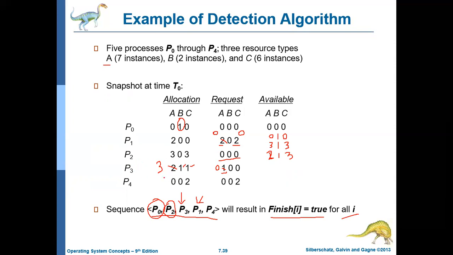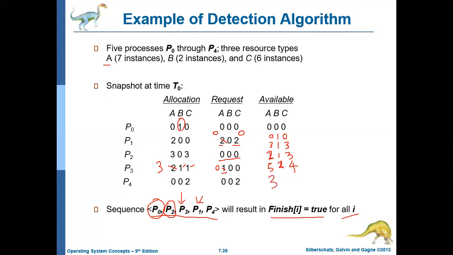After some time P3 will complete and it will release all the resources. So it will become 3 plus 2, 5, 1 plus 1, 2, and 3 plus 1, 4. So the current resources available with the operating system will be 524, because it releases 3 resources of A, 1 resource of B, and 1 resource of C. Now we'll have P1. P1 needs 202. If you give 2 resources of A and 2 of C, it can be given, because 202 is less than 524.